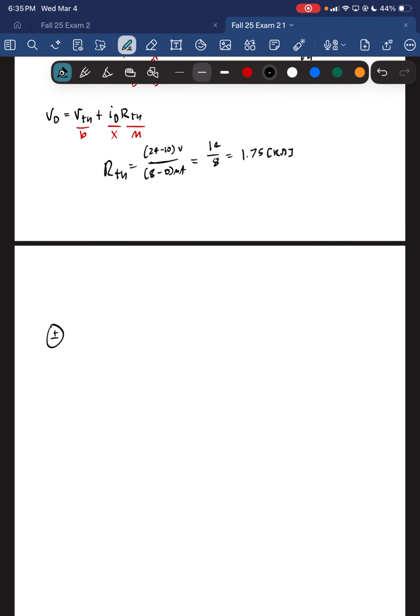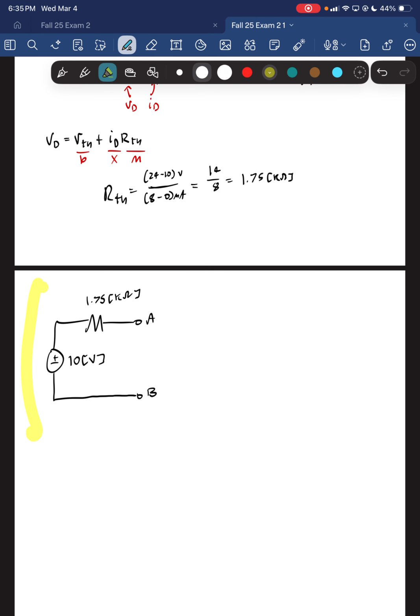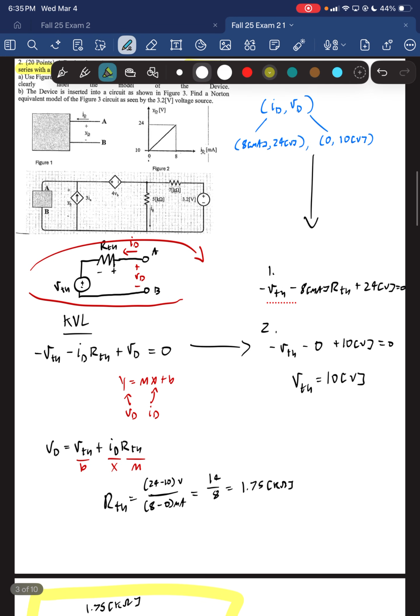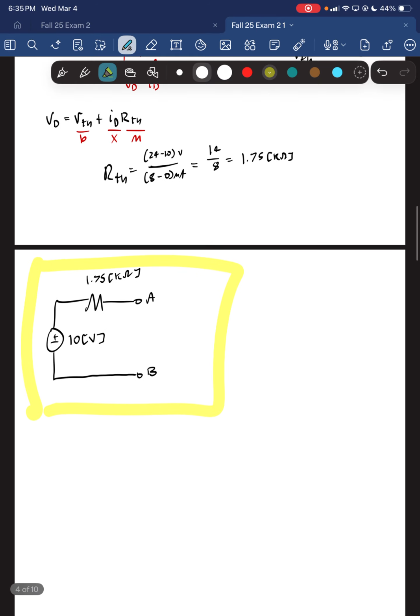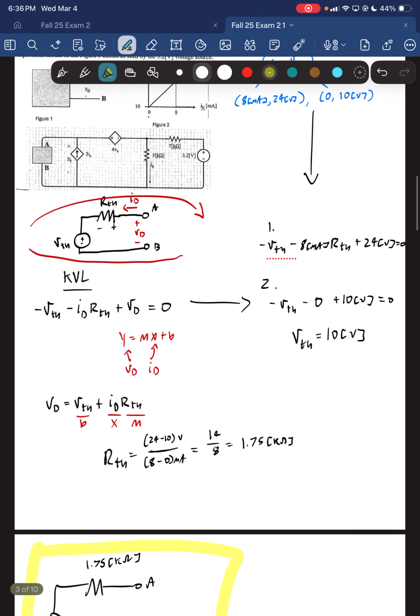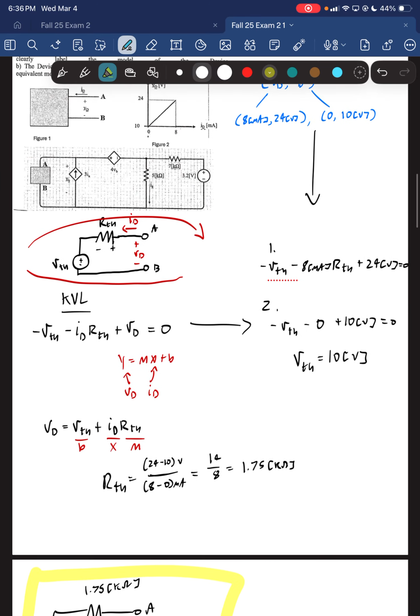So now our device model is going to be this. All right, and that's our answer for part A. Now, part B wants us to plug it into this circuit and find the Norton equivalent. So let's do that. Get our battery.